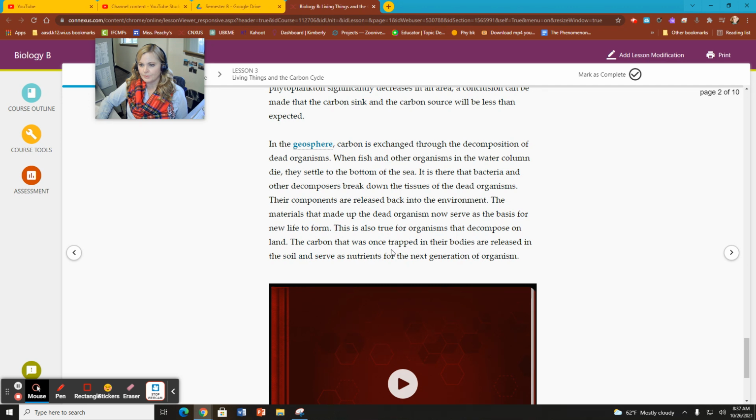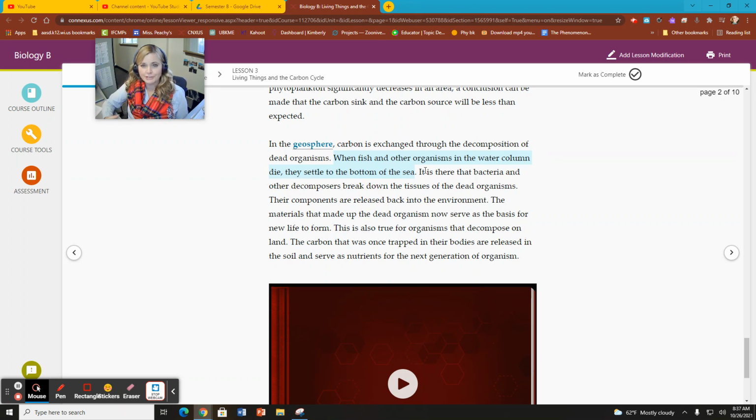So when fish and other organisms in the water column die, they settle to the bottom of the sea. It doesn't explicitly mention the vocabulary from the previous slide, but this falling organic material is known as marine snow. And so that marine snow is very carbon rich. It is used to feed a lot of bottom feeders at the bottom of the ocean. These are detritivores. They feed upon the remains of other organisms, right?